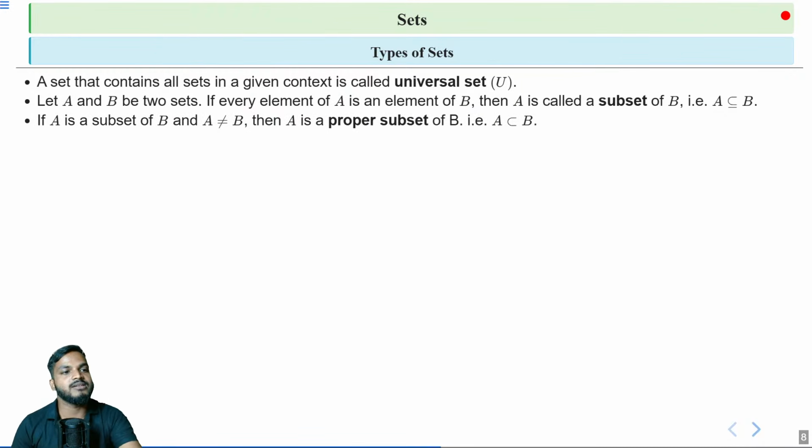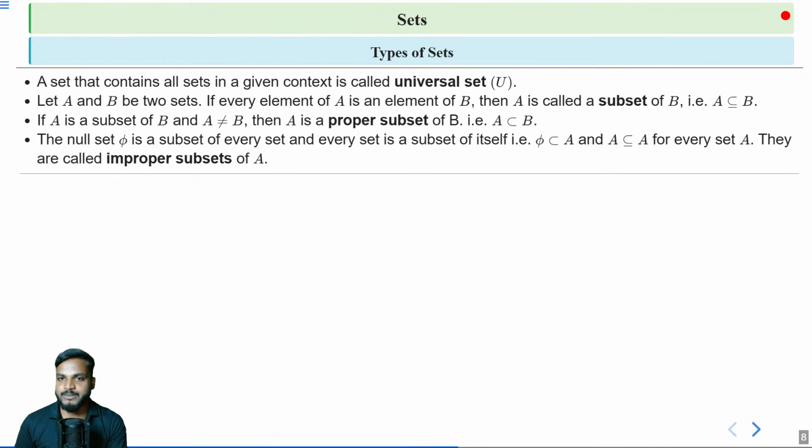Now, there are two types of subset. One is proper subset. So what is proper subset? If A is a subset of B, and the second condition is A is not equal to B. First condition is A is a subset of B, and second is A is not equal to B, then A is called a proper subset of B, and it is denoted by this, that is A is a proper subset of B.